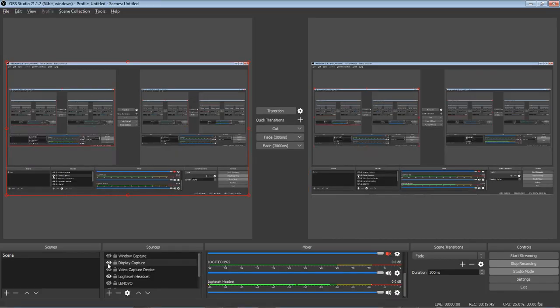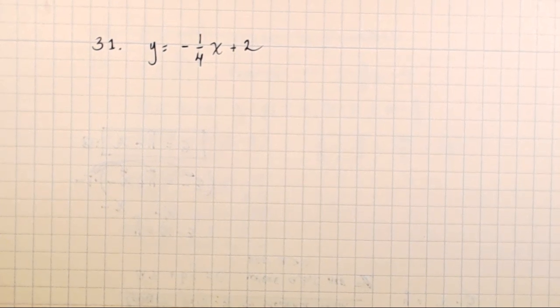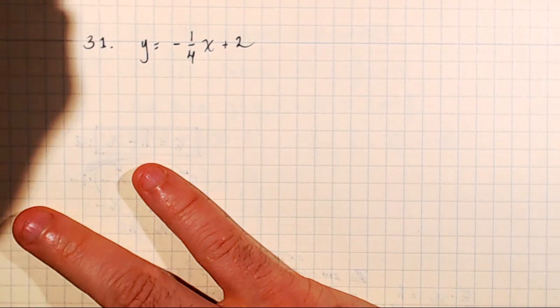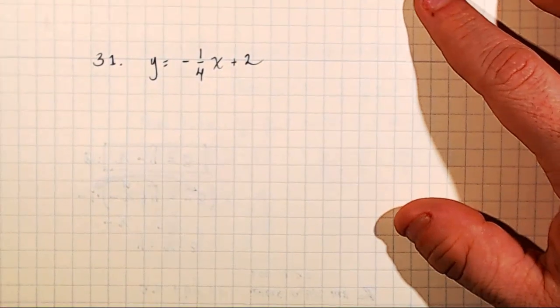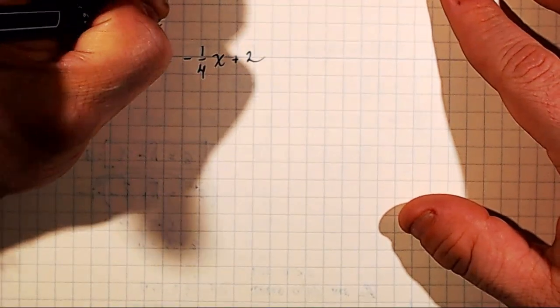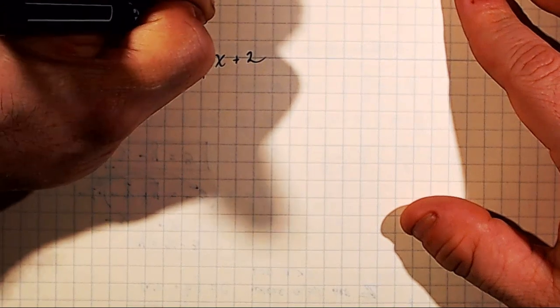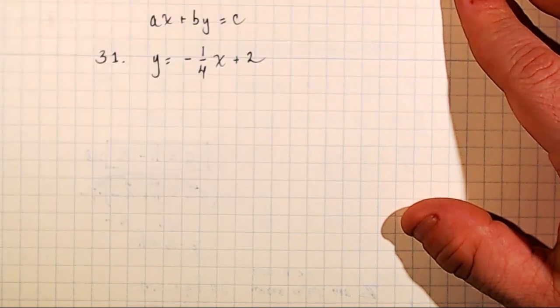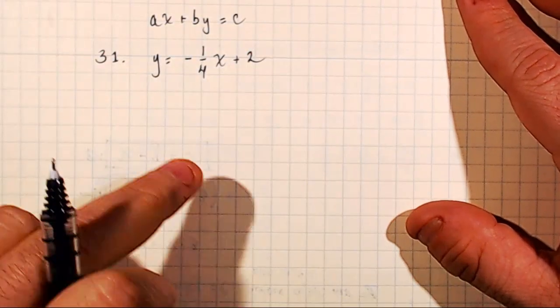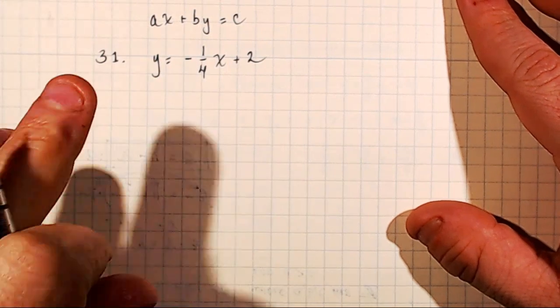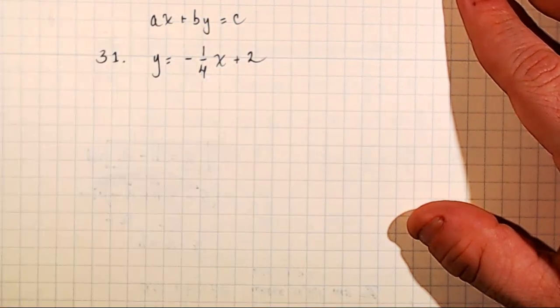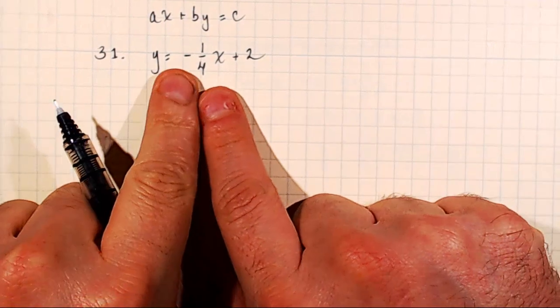So I'll show my work surface again. And here's the equation we need to convert to standard form. The first thing we're going to do is remember that standard form is ax plus by equals c, where a, b, and c are whole numbers, and where a is positive. So again, we're focused here.